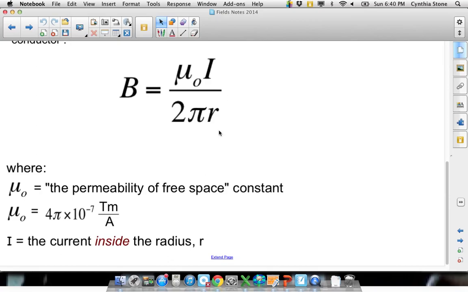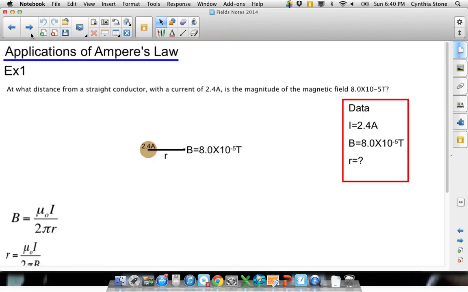And r, by the way, doesn't need to be just the radius of the conductor, but we'll see that in the example. Okay, so just a little example. This one's easy. So it says, at what distance from a straight conductor? And I guess something that's implied is it's from the center of that conductor. It's carrying 2.4 amps. And I want to know at what distance, kind of the R, is the magnetic field this? Is that the B? Okay, so that's the information I have.